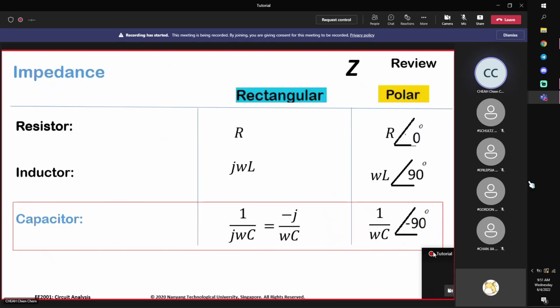Next, let us look at the capacitors. For capacitors, remember it this way: negative j omega C, directly from here, because 1 over j is negative j. In polar form, the magnitude is 1 over omega C, with an angle of negative 90 degrees, because now it is negative j. Negative j is here, so it makes an angle of negative 90 degrees with respect to your reference.